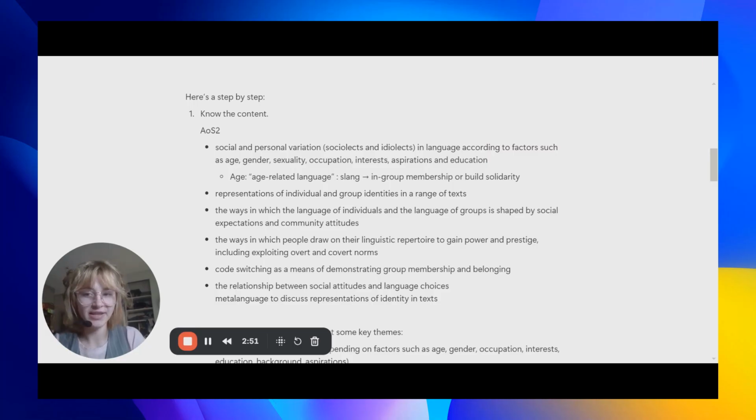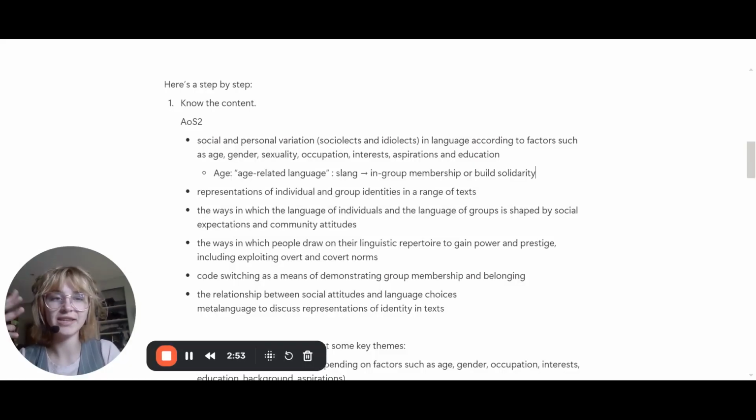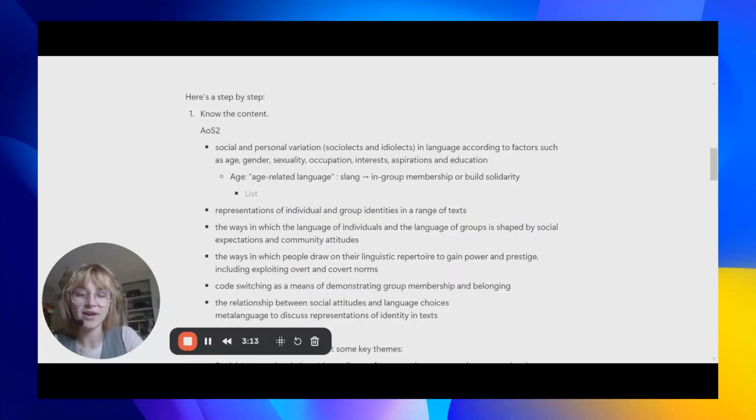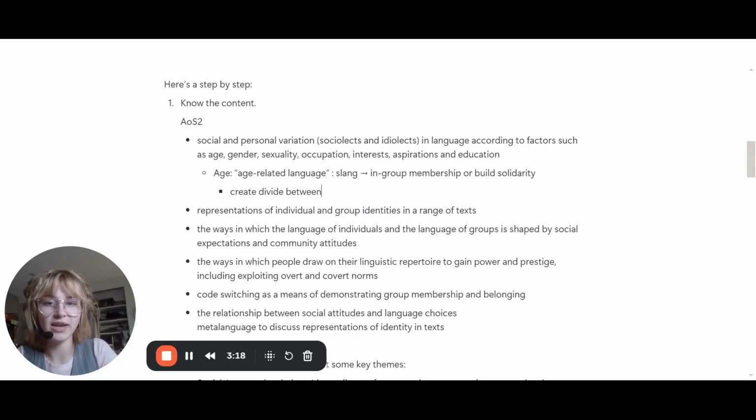And this one in particular, age-related language, is an extremely easy one to find quotes, contemporary examples, anecdotes about, because you guys are all within that exact age range where neologisms and all these new slang terms are prolific because you're trying to establish your own identity. So think about how this is to create divide between the current teens and the generation before them.